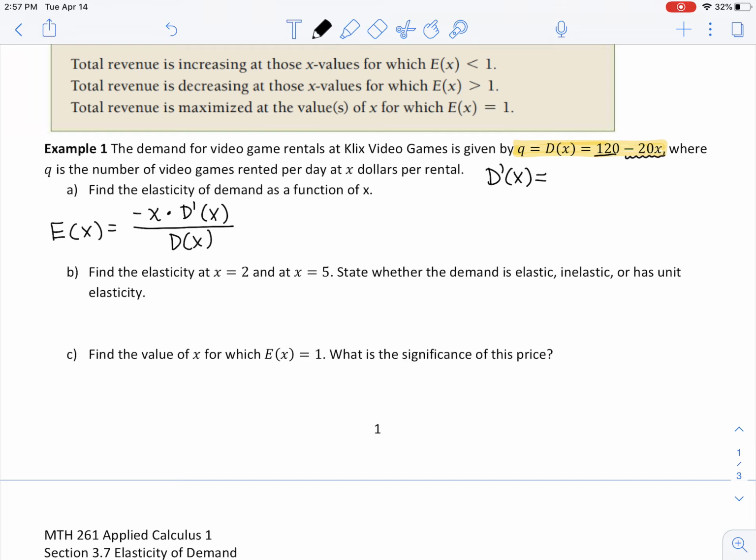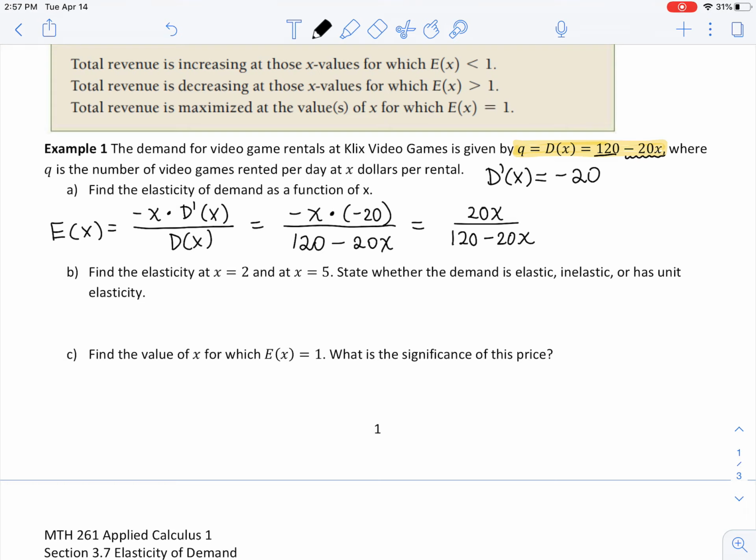D prime of x equals, well, 120 just gives us 0, but if you take the derivative of negative 20x, you will get negative 20. So if we plug in everything we know here, we have negative x times the derivative of d of x, which was negative 20, and we're dividing by the demand function, 120 minus 20x. If I simplify this, that will turn into 20x divided by 120 minus 20x. So this is the elasticity of demand function for this video game.